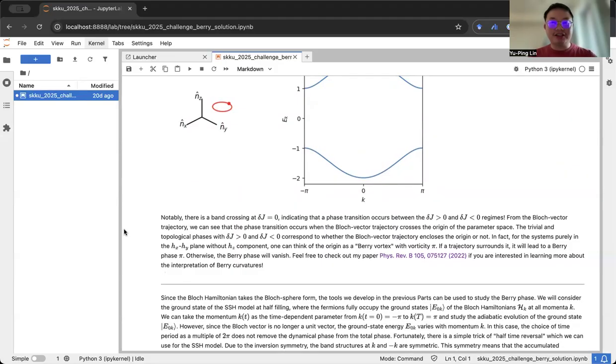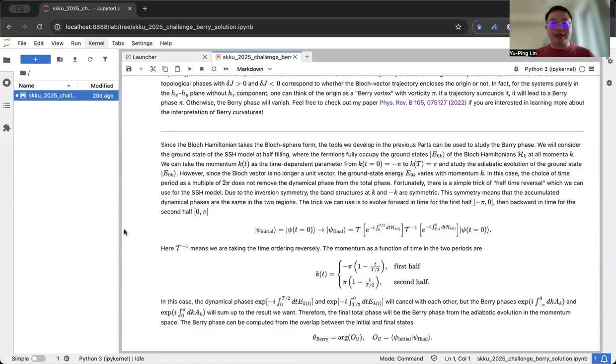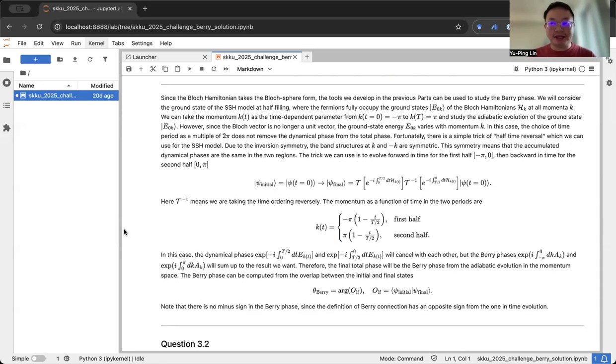After having the Bloch Hamiltonian, we can now use the techniques we learned from part 1 and part 2 to measure the Berry phase. Here, one important difference is that in part 1 and part 2, our energy, which is the eigenvalue of the Hamiltonian, is constant throughout the time evolution. But in the Bloch Hamiltonian, the energy is not a constant. But we can use a trick called a half-time reversal.